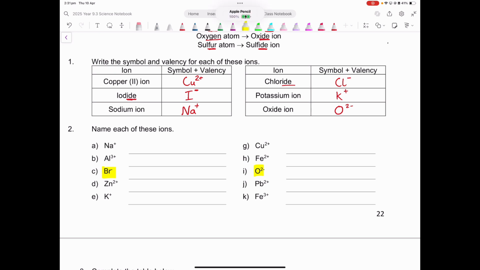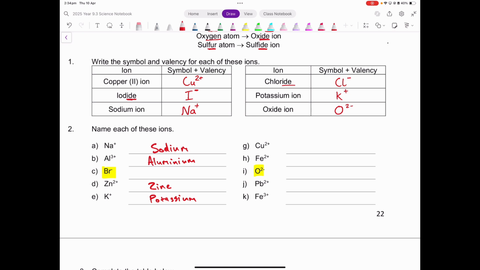So using your periodic table, can you go and write out the names for each of these metals and non-metals? Na+, as we discovered, this was a metal. So this metal is sodium. Al3+ is aluminium. I'm going to skip over C for a second, but we'll do the next one, which is zinc, then potassium.